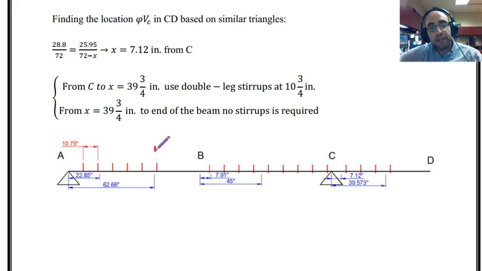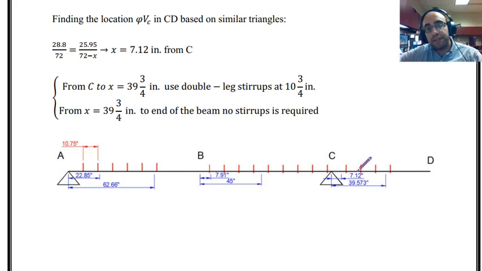And in these regions, as you can see, the amount of shear was smaller than 5 VC over 2. So there are no stirrups in these regions. And then from point B to point C, there was a small region where we didn't need any stirrups. And then beyond that, we had to provide the stirrups at 10.75, or 10 and 3/4 of an inch, as the spacing between stirrups. The location of stirrups are shown over here.